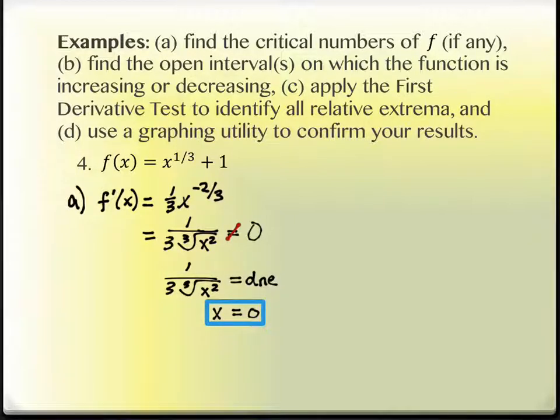All right, so part B is the number line part. So I set up a number line with 0 marked on it. So give me some test points. What's a test point before 0? What's a test point after 0?